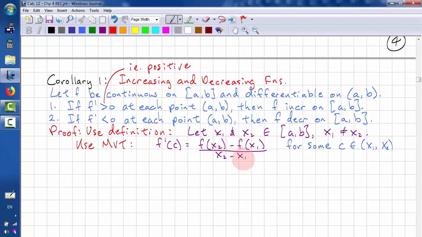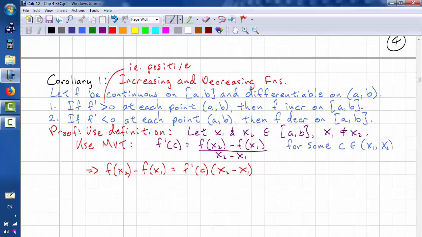So we have to start off with our definitions. Let x1 and x2 be on the closed interval a to b. x1 does not equal x2. Now we use the mean value theorem. F prime of c equals f of x2 minus f of x1 over x2 minus x1 for some c in the open interval x1 to x2. This leads to f of x2 minus f of x1 equals f prime of c times x2 minus x1. We're just rearranging our equation here.